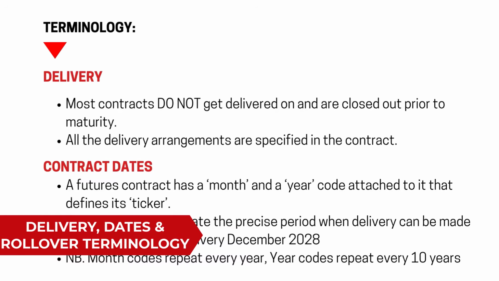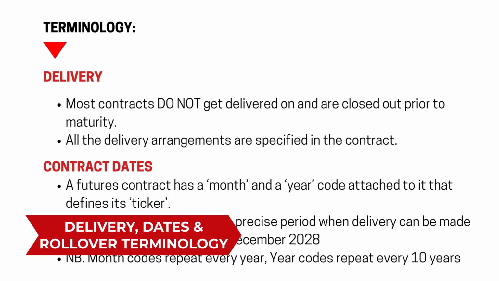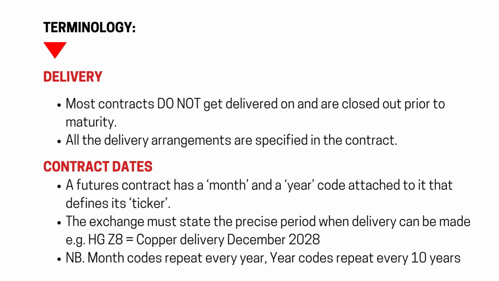Next up, delivery. What does it mean? Well, remember, most contracts do not get delivered on and are closed out prior to expiry, maturity, and all the delivery arrangements are specified in the contract. Remember, some users, the commercial users, might want actual delivery of that underlying. And very importantly, all these futures contracts have contract dates, normally given by a month and a year, and the exchange must state the precise period when delivery can be made.